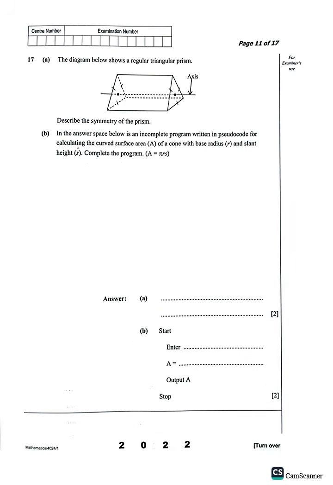So now we move on to question 17a. The diagram below shows a regular triangular prism. The question is to describe the symmetry of the prism. If we hear the word regular, this means that the sides of each base are equal. Since the sides are equal, the order of rotation will be equal to the number of sides. So let's look at how many sides we have.